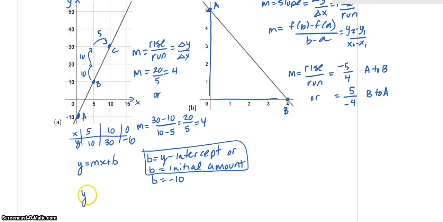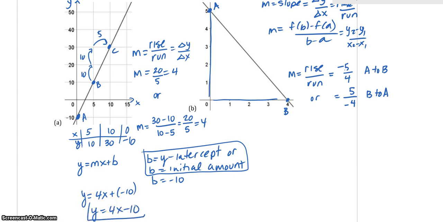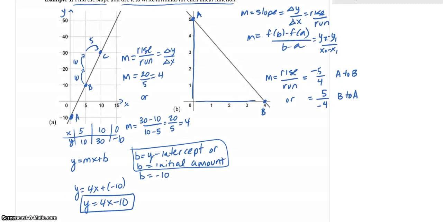So we know now that we can get the formula for the linear function. So it's going to be the m, which we know, and the b. So you could say plus negative 10, or sometimes we just write 4x minus 10, since it means the same thing. And you can check it. If you plug in a 5 here, you get 20 minus 10. Plug in a 10, you get 40 minus 10. Plug in a 0, it'll all work.